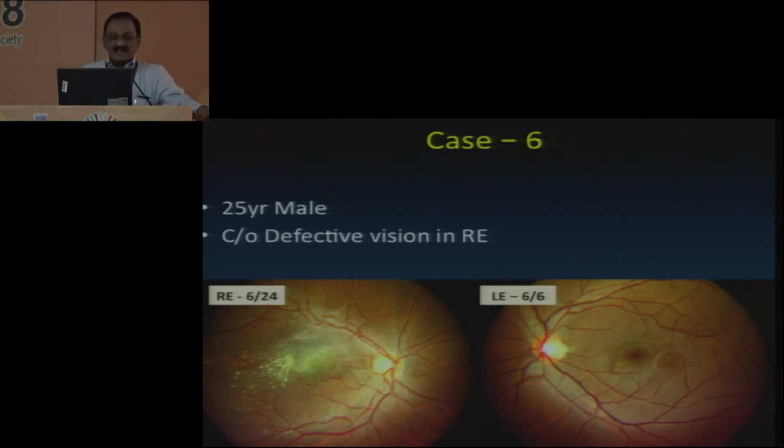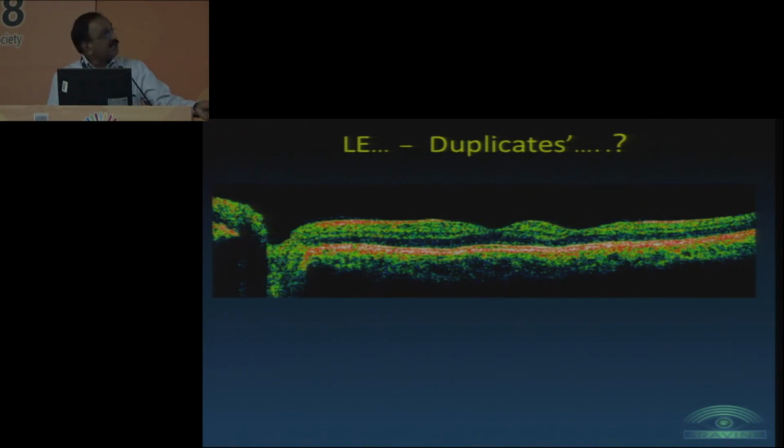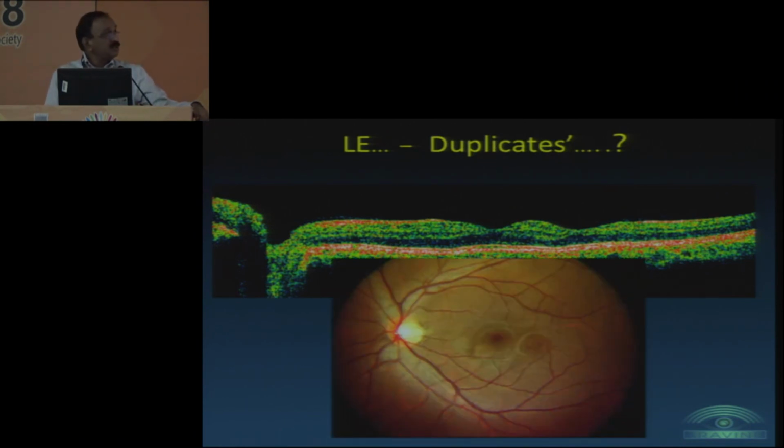This is another last case of mine, a 25-year-old male who came with a complaint of defective vision in the right eye. The right eye showed a lesion like exudates here and a membrane here, and when we did fluorescein angiography, it turned out to be an adult onset Coats disease with telangiectasia. But what was important was that when we did the OCT of the other eye, you see there were two foveas. Then we go back to the picture; sometimes we miss it. So this is something that can happen.